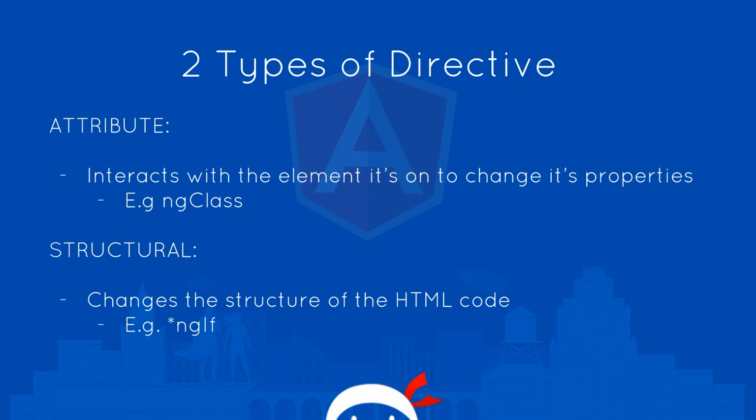So typically when we're working with directives, there's two kinds, attribute and structural. Attribute directives interact with the element that it's sitting on in order to change its appearance or properties, for example, ngClass, which allows us to give the element different classes. Structural directives change the actual structure of the HTML code when it's output to the browser, for example, ngIf or ngFor. So we're going to look at both of these kinds in this tutorial.